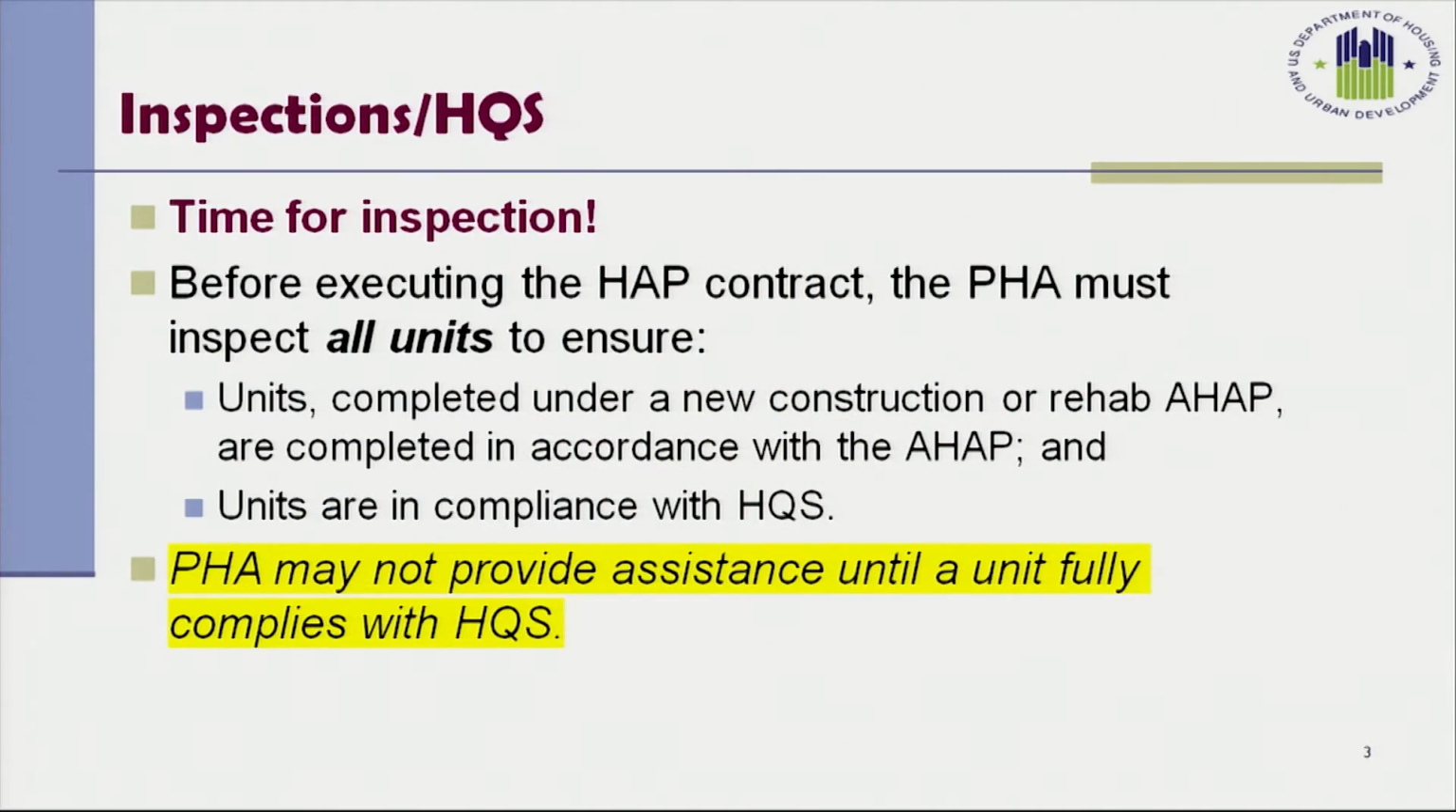Thank you, Tiffany. First item we're going to discuss are housing quality standards inspections. Before executing the HAP contract, the PHA must inspect all units to ensure the units are completed under new construction or rehab AHAP and are completed in accordance with the AHAP, and units are in compliance with HQS. The PHA may not provide assistance until a unit fully complies with HQS.